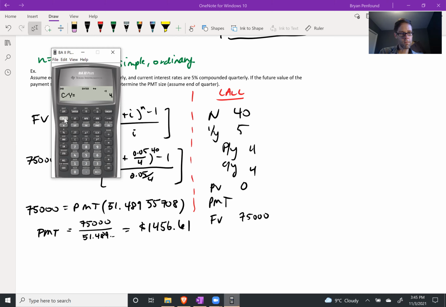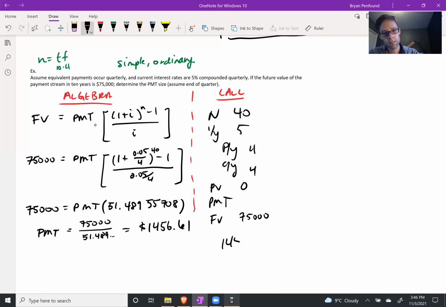And yeah, that looks good on my side. So of course I get a negative payment amount. If I take the future value to be 75,000 coming to me, then I'm going to have to pay into this bank account, and the equal size payments are $1,456.61. So I'm interpreting that negative sign as I'm paying out to the bank this amount of money every time. But the calculator does indeed verify that number for us, so we are good to go.